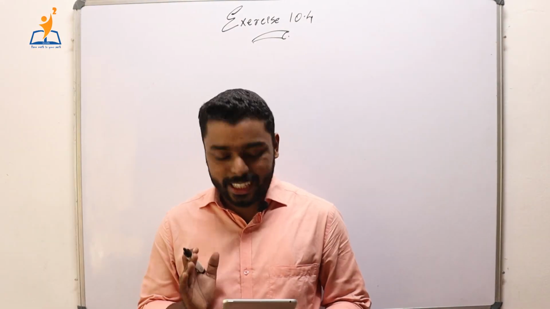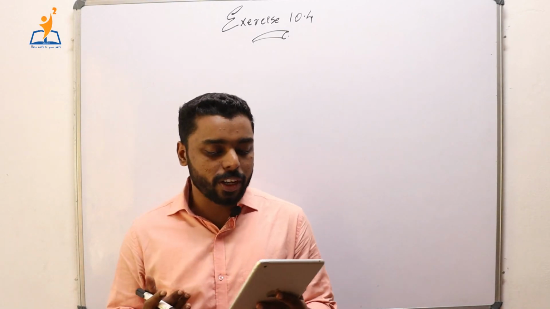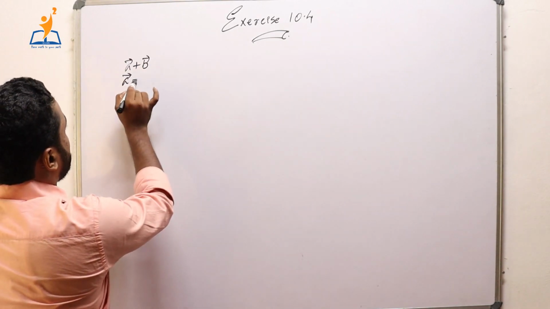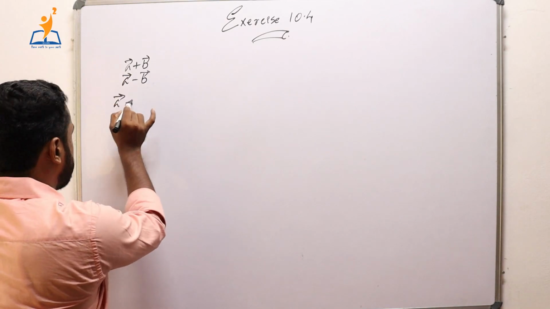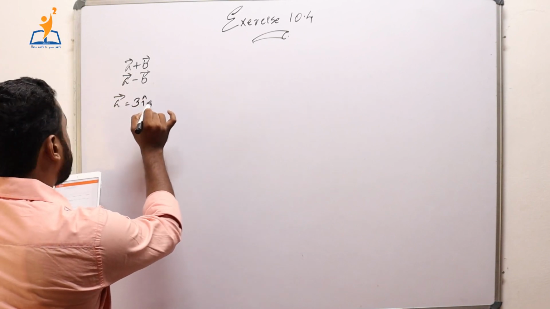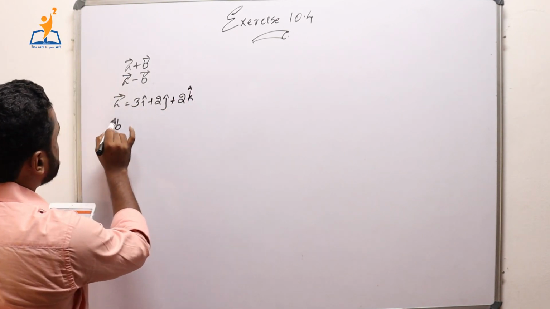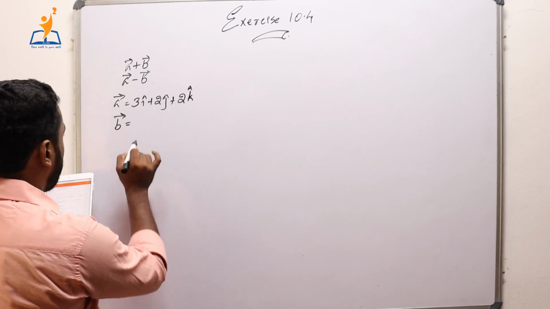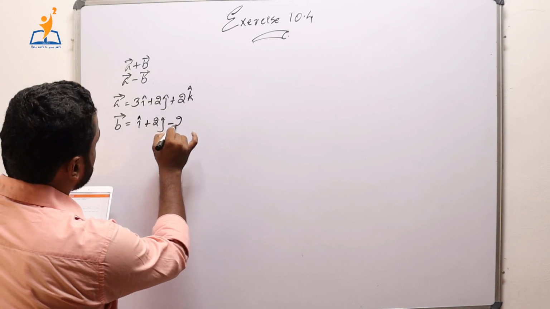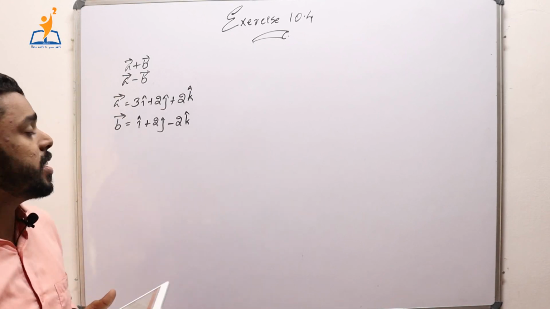Now we shall move to the second question. The second question is an interesting question, and the question is find a unit vector perpendicular to each of the vectors A plus B and A minus B, where vector A is given by 3 I cap plus 2 j cap plus 2 k cap, and vector B is given by I cap plus 2 j cap minus 2 k cap, right? Find a unit vector perpendicular to each of these vectors.